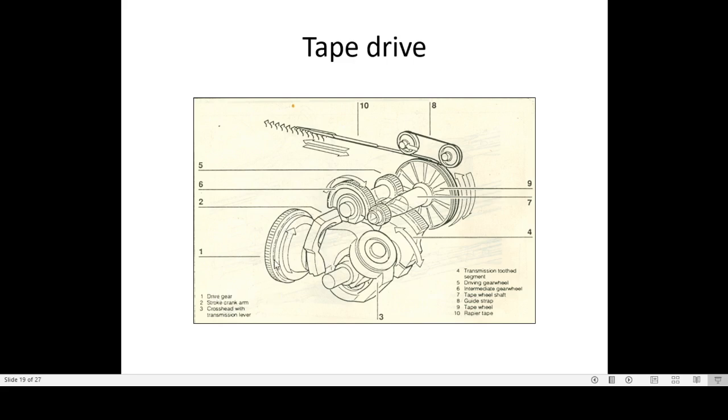One driving gear, it is called the driving gear. The drive is coming from the main shaft. Then this is called the stroke crank arm. Then the crosshead, with the transmission lever shaft. This crosshead is connected to this driving wheel eccentrically, meaning it is not connected to the center of the gear, it is connected away from the center by the stroke cam.